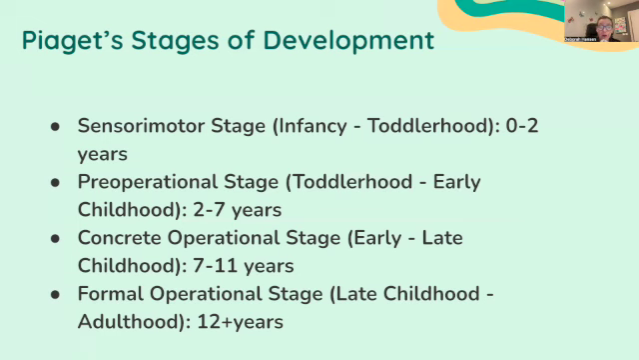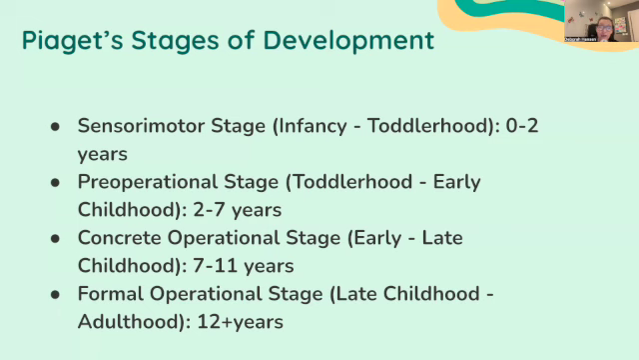Okay. Concrete operational stage is the third one, and that's early to late childhood, which is about ages 7 to 11 years. And during this stage, they can correct earlier errors like conservation and reversibility. They think more logically and realistically, but they still struggle with abstract thinking.